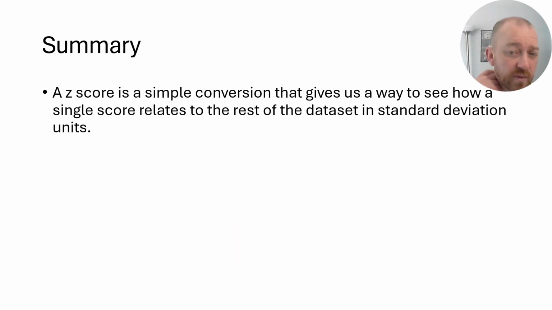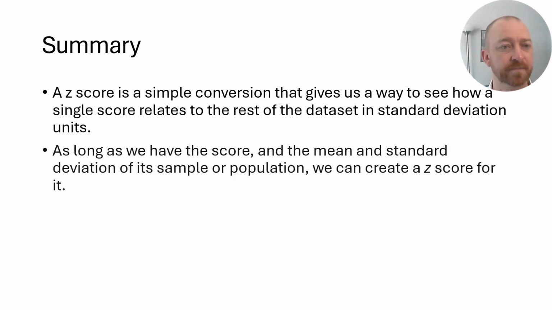Okay, so real quick recap. A z-score is a very nice conversion that gives us more meaning to a single datum, a single score, and it gives us the context of that score within its sample or its population. And so all we really need is that score. We need a mean for the population from which it came, or the sample from which it came, and the standard deviation from that same group.